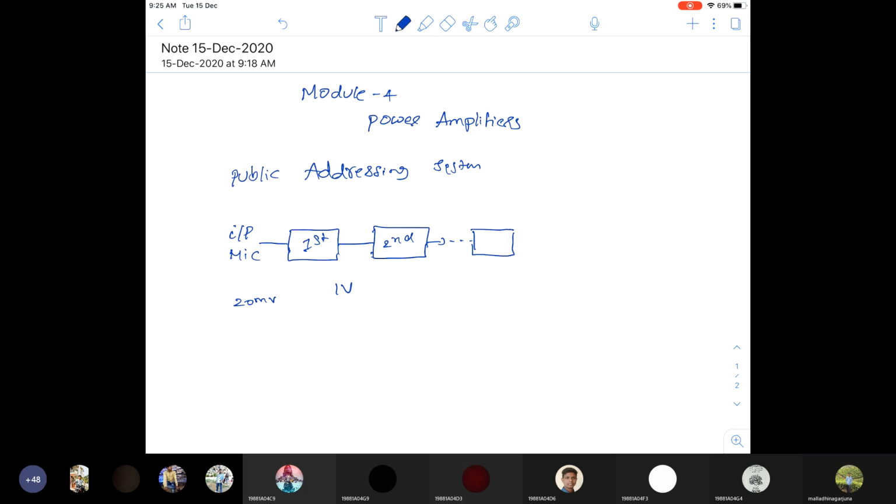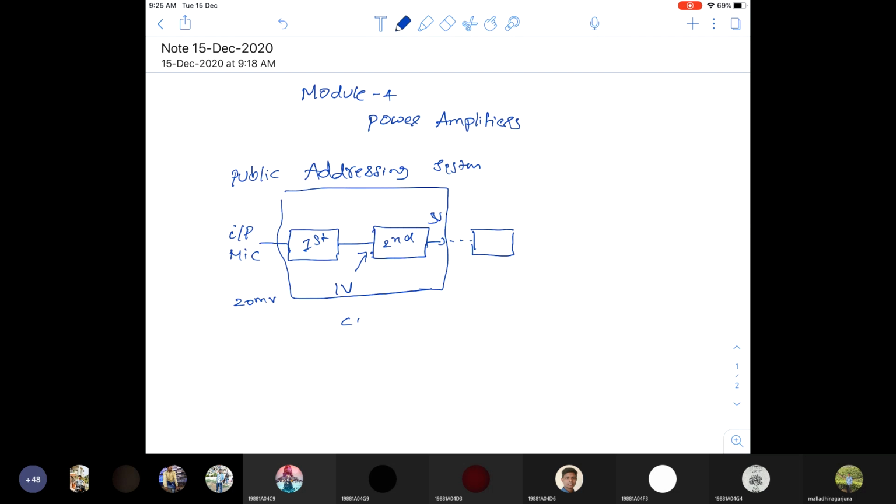This 1 volt is given to the input of the second stage, so that it is amplified again to 5 volts or 10 volts, like that. That depends on your requirement. You can take a single stage, 2 stages, or 3 stages. Till this point we have already discussed this. This is clear.